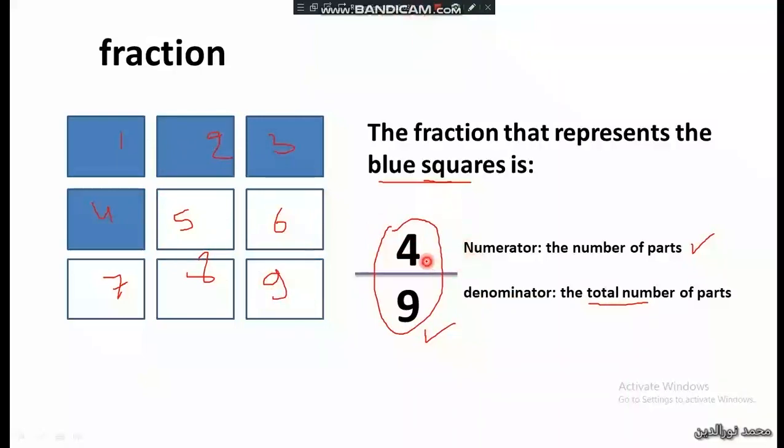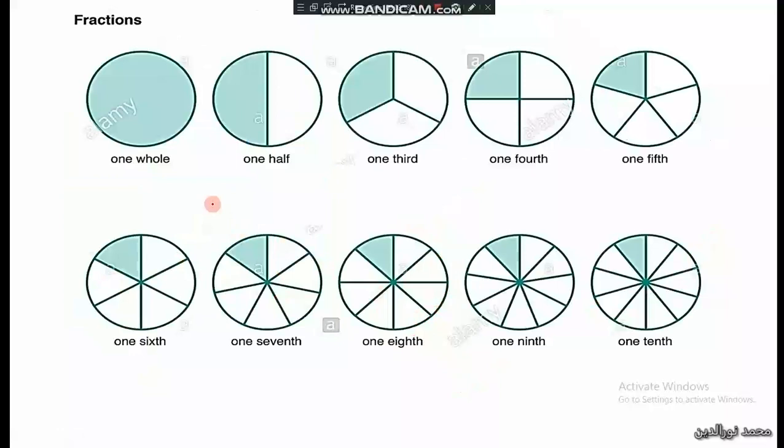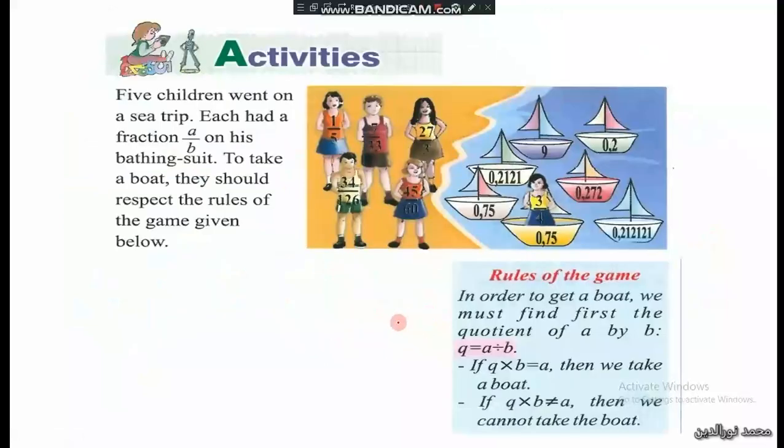4 is called the numerator of the fraction, and 9 is the denominator of the fraction. And we could read this fraction as 4 nines. And then we could have these fractions: 1/2, 1/3, 1/4, 1/5, etc.